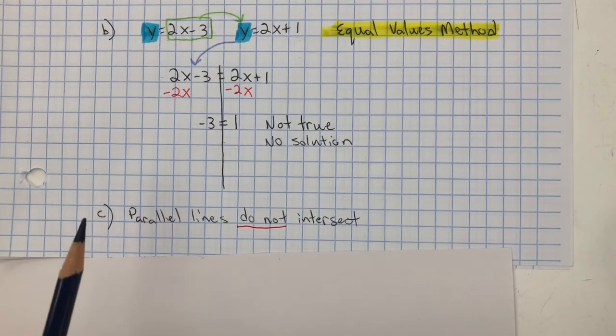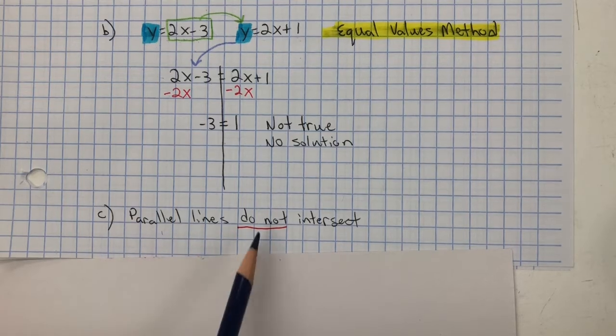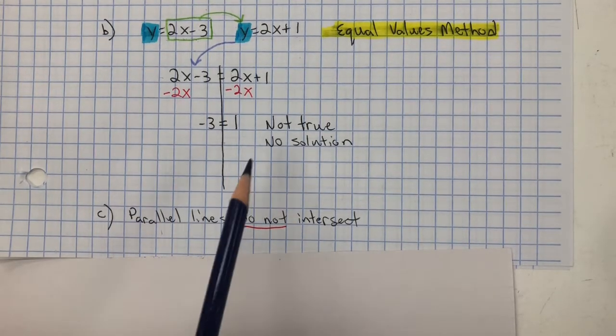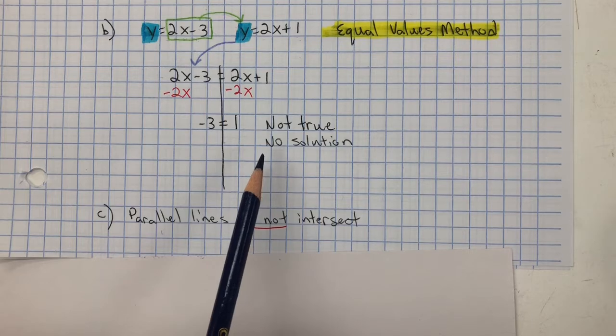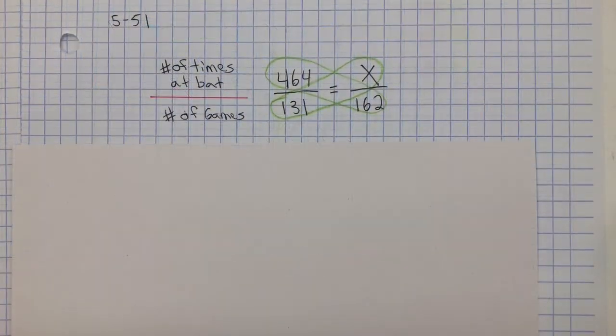In part C, it says explain how your graph and algebraic solution relate to each other. Well, there are parallel lines. They do not intersect, and there's no solution. So if there's no solution, that means that they're parallel lines.